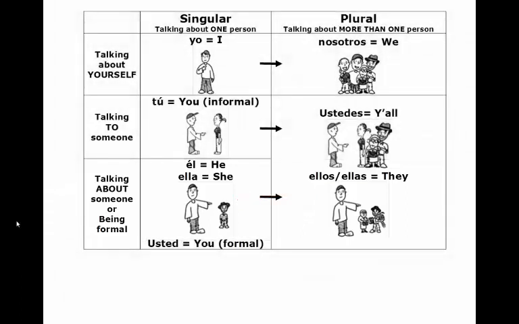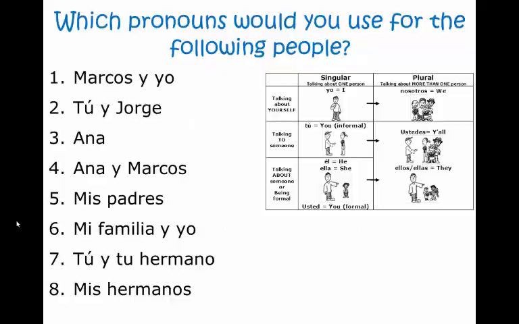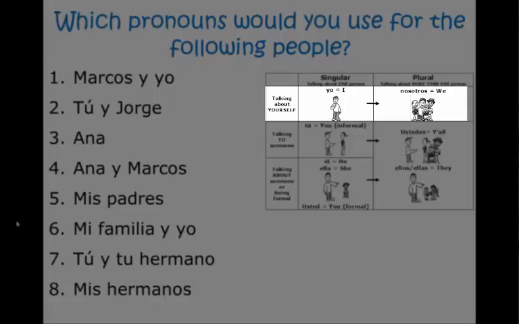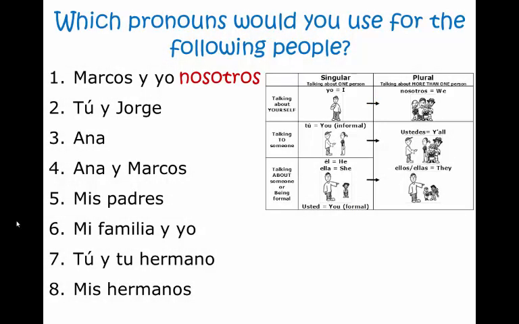Let's take a look and see what these would look like in a few examples. So using our chart, let's figure out which pronouns you would use to talk to or about the following people. So for example, number 1 says Marcos y yo. Now you have your yo form there, so you're including yourself. So that tells us that we are in the first row. But since it's not just you, it's you and Marcos, you're going to move across to the plural side, the nosotros form. And that's where we get our answer, nosotros.